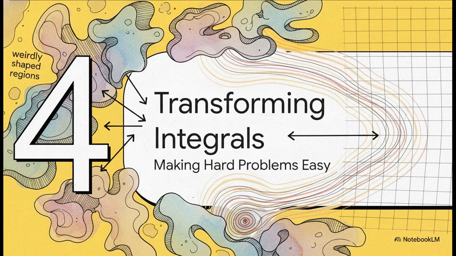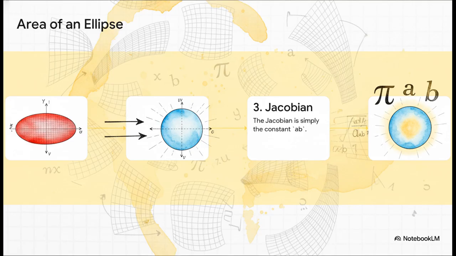Okay, so that connection is really cool, for sure. But what is the Jacobian really for? Well, its true power, its whole purpose for existing, is to take integrals over really weird, nasty-looking regions and make them easy. Take this classic problem, finding the area of an ellipse. Trying to integrate over that shape directly is a nightmare. But watch this. We can make a clever transformation. Let's just say x equals au and y equals bv.